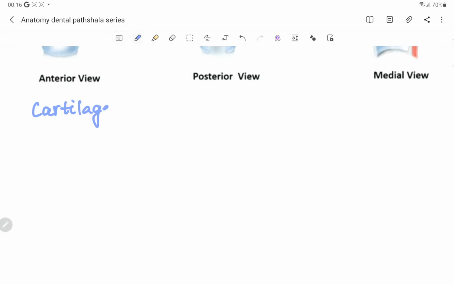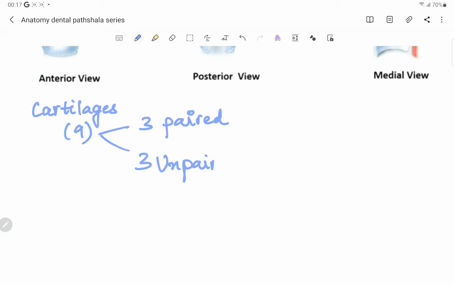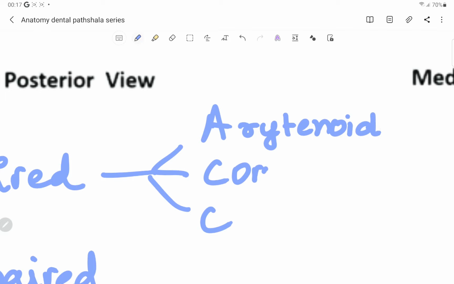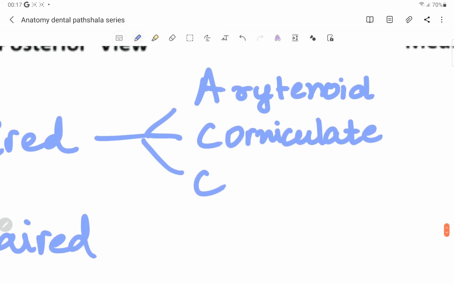we have 9 cartilages. 3 are paired and 3 are unpaired. Paired means we have got cartilages on both sides. So that are arytenoid. On the top of arytenoid, we have corniculate. On the top of corniculate, we have cuneiform.